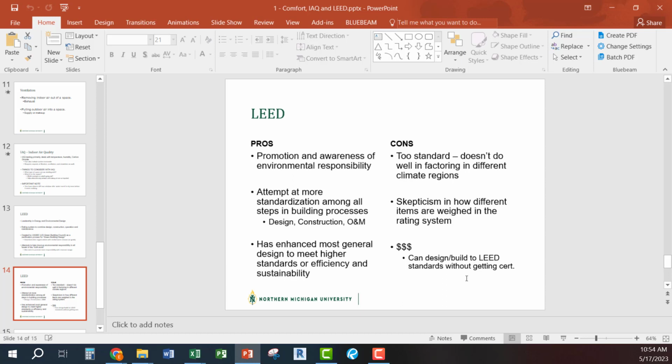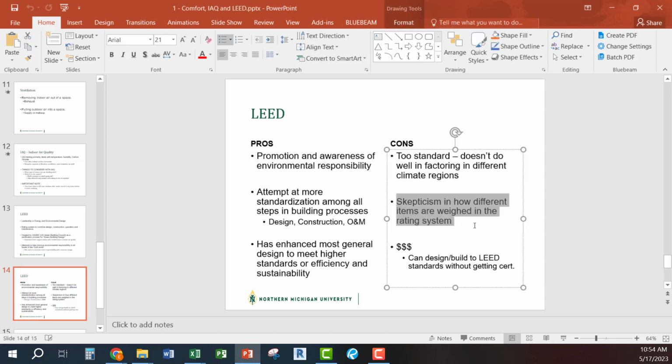It's whether or not you want to go after the certification or not. And that certification is extremely expensive, so a lot of people opt to not do it. There's also been a lot of skepticism on how different items are weighed in the rating system.